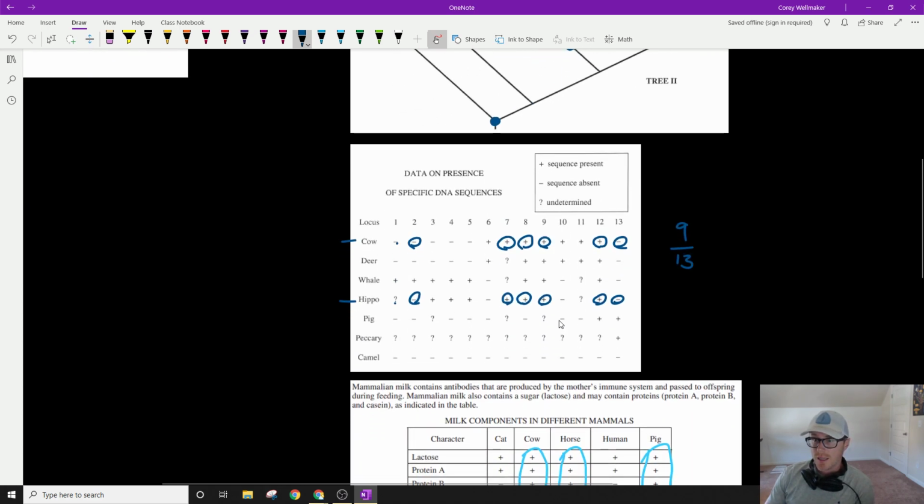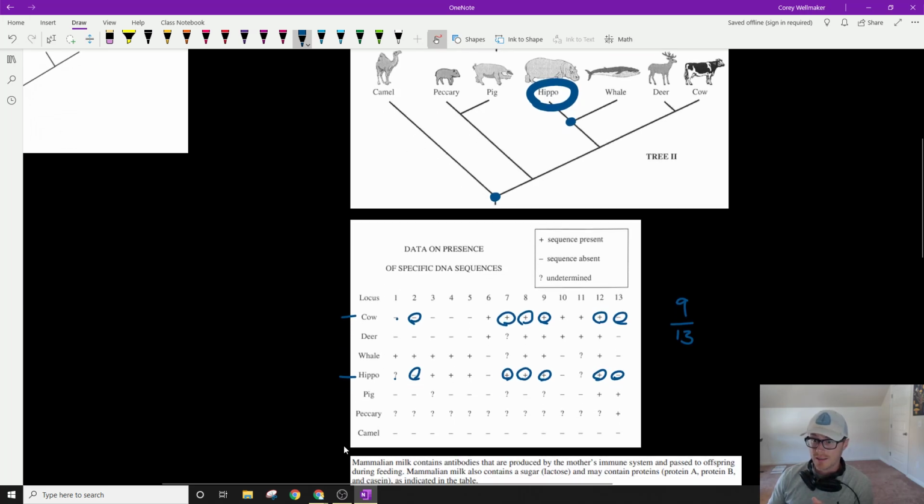And then let's look at the camel. The bottom one has the camel as the outgroup. So the camel, none of the sequences that we're analyzing are present. None of the sequences are present. So it looks like the bottom one is more supported by the data than the top one.